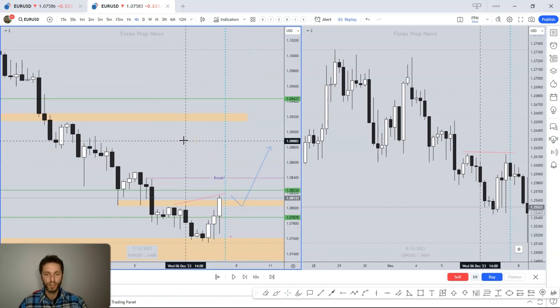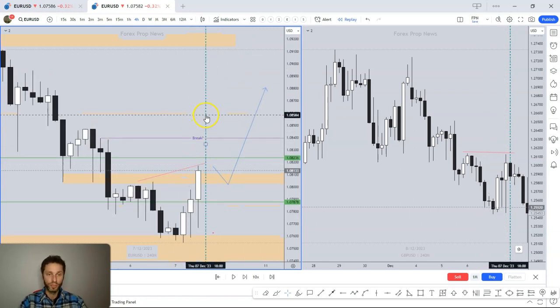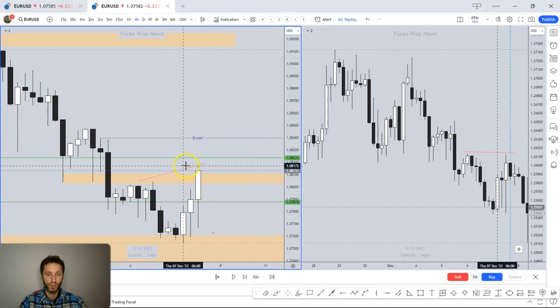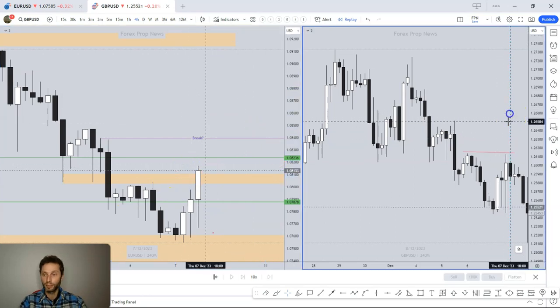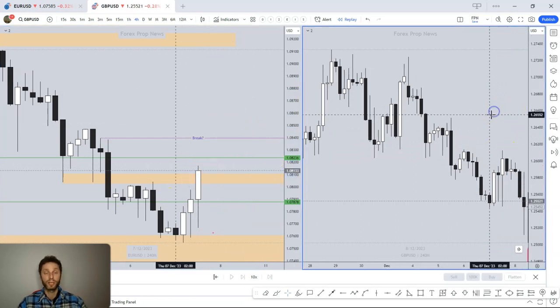Okay? So that is the first situation, the first scenario, and the first way that you can look at correlation. So in this case, euro dollar, we're wanting to trade the euro dollar. We're looking at an entry, and now we're using the correlated pair, which is pound dollar. Let's look at another example.